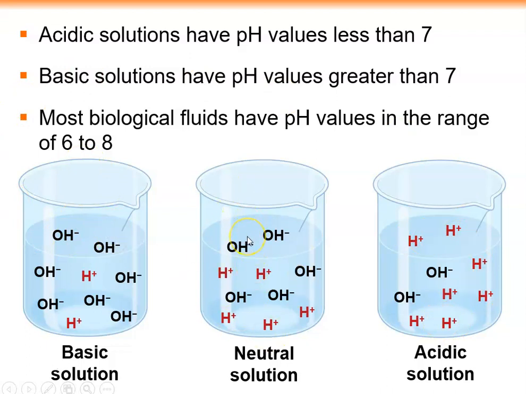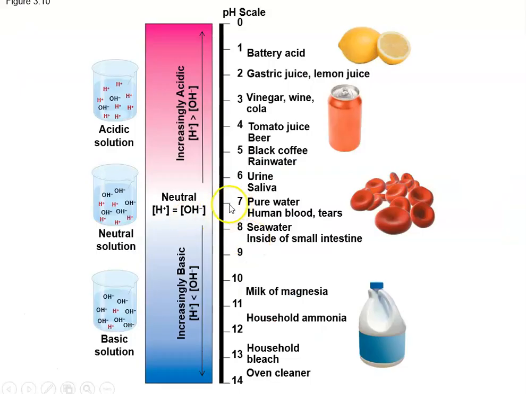A neutral solution, based again on our log scale, is 7. So a neutral solution has a pH of 7. So your pH of 7 is where you have an equal concentration of hydrogen ions and hydroxide ions. So H equals OH. So these are equal. That's neutral, and that's at 7. Anything below 7 is going to be acidic, it's an acid. There are more hydrogen ions. And anything from 7 to 14, that's a basic solution.